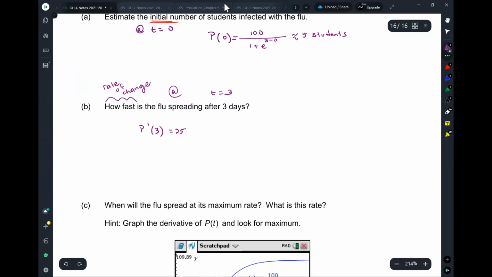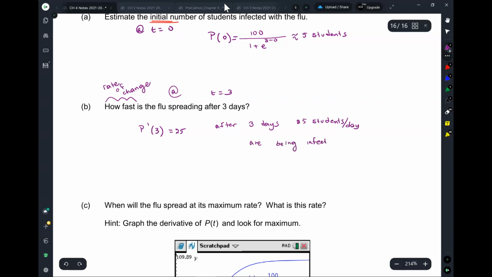Okay, fine. But you know what? Calculus is not just about getting the answer. What does this mean? 25 students what? Yeah, per day. After 3 days, 25 students per day are being infected.